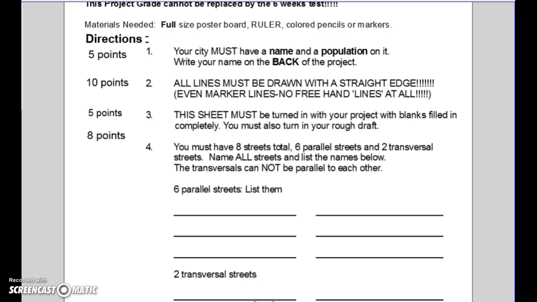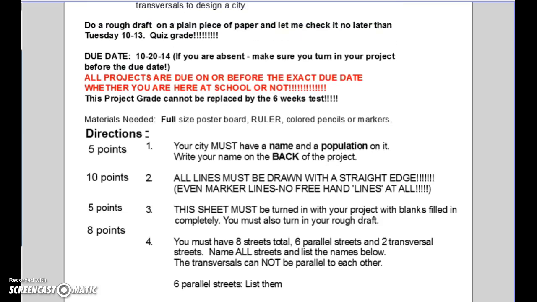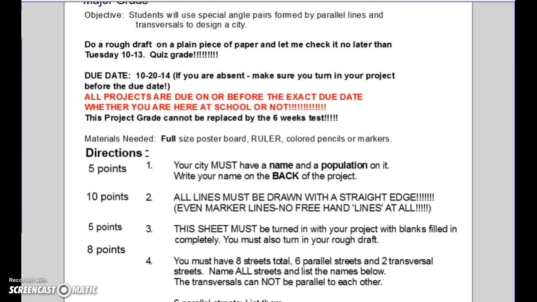Most importantly, the rough draft is due by 10:13, and it's a quiz grade. Don't wait until 10:13. Do it tonight. Get it turned in. The sooner you get it done, the sooner you can work on your project. If you bring it to me tomorrow, I'll check it by the next day, and you can get started on it.